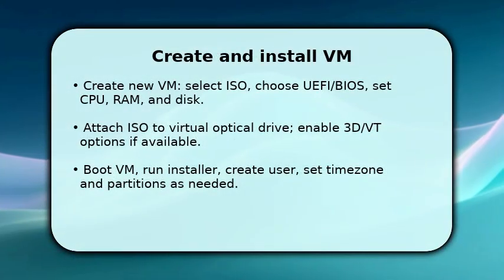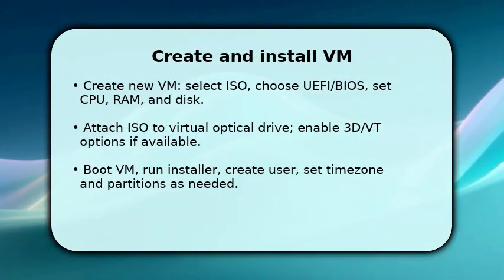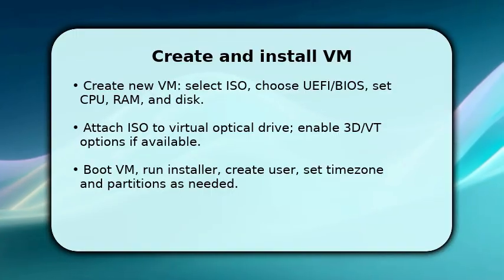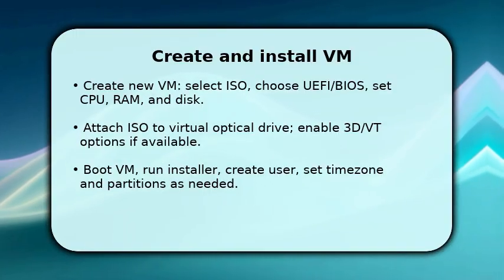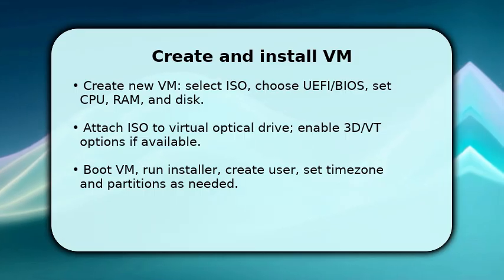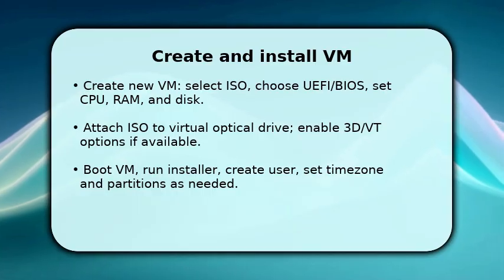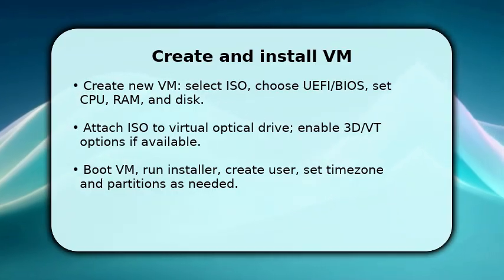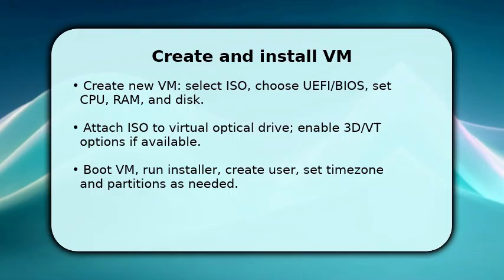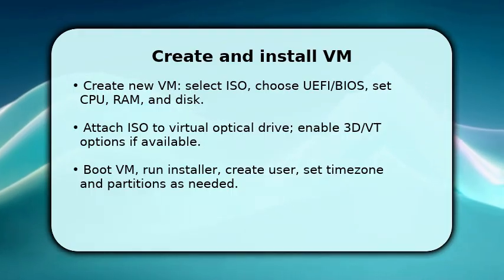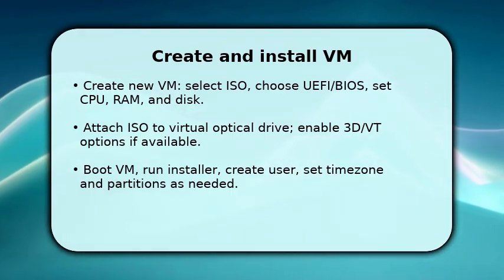You now create the virtual machine. In the hypervisor, make a new VM, point it to the downloaded ISO, and pick UEFI or legacy BIOS based on distro recommendations. Allocate cores and RAM, and create a dynamically expanding disk for efficiency. Attach the ISO to the VM's virtual optical drive and enable virtualization extensions if offered.